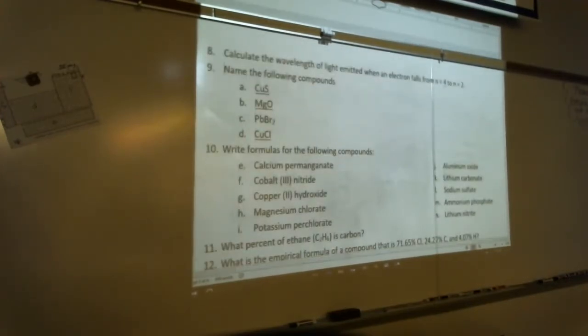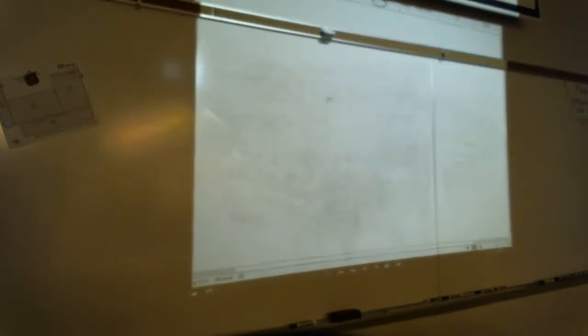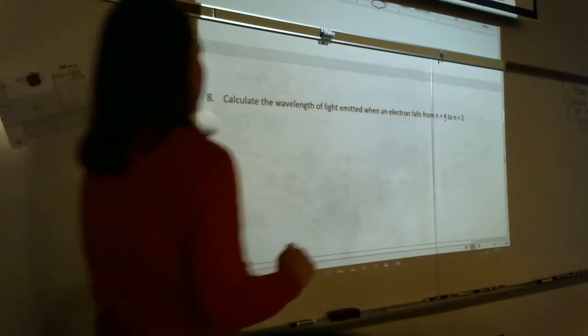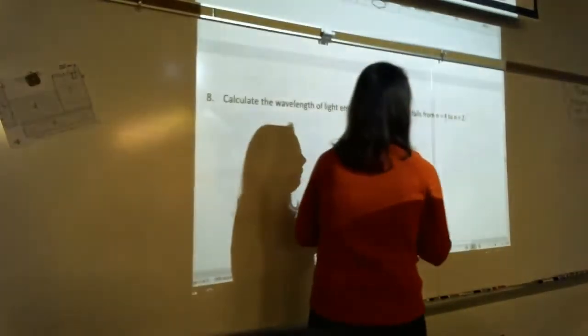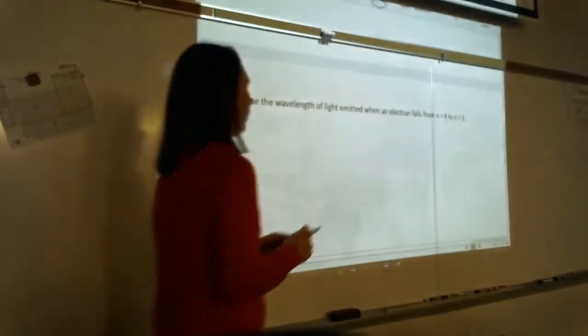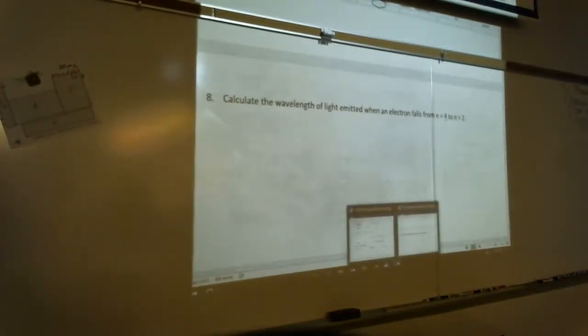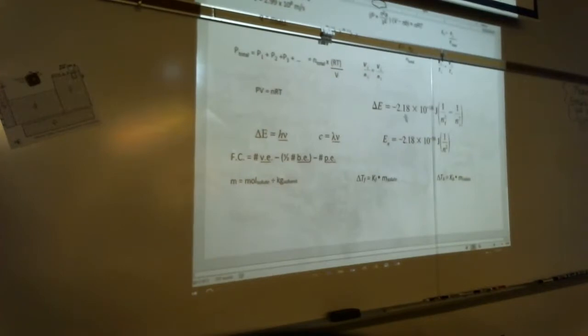Okay. Let's just move this onto a new page too. Calculate the wavelength of light emitted when an electron falls from n equals 4 to n equals 2. So there is on your reference page the formula that you would use for this. This is the one we need. Negative 2.18 times 10 to the negative 18th joules, times 1 over final squared minus 1 over initial squared.